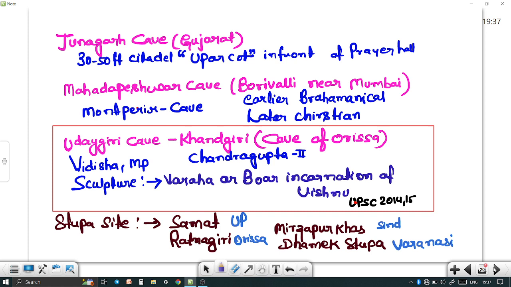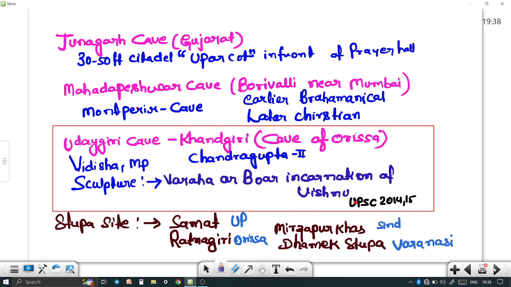Next one is Mandapeshwar Caves, Borivali near Mumbai, also known as Montaperi Caves, and it is developed in the late Gupta period as a Brahmanical cave and was later converted into the Christian cave. Now Udaygiri Cave and Khandagiri Cave are present in Odisha.